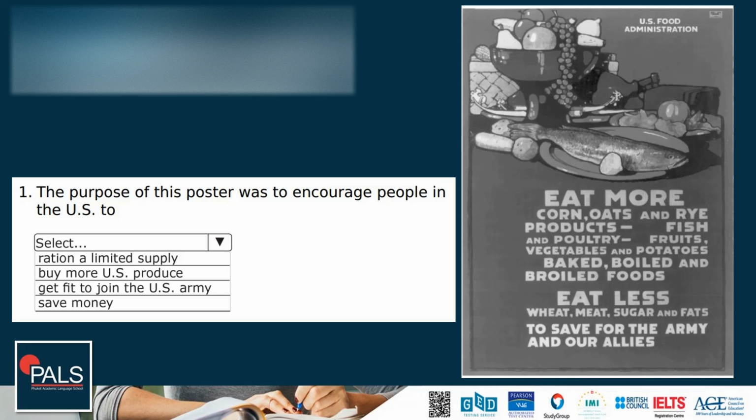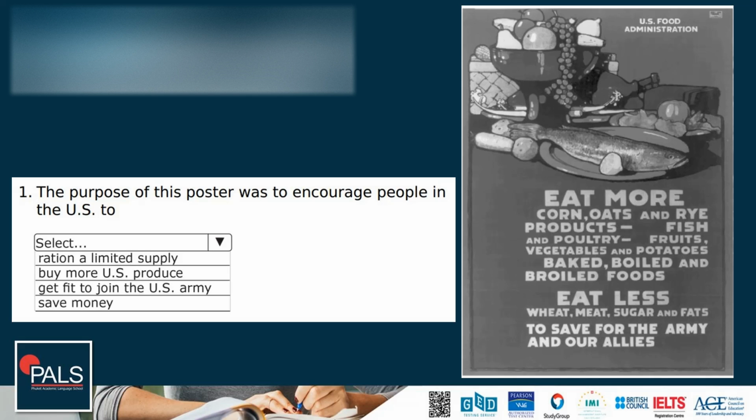Okay, so the poster is telling us it's got pictures of food. It's by the U.S. Food Administration, which must be the precursor to the Food and Drug Administration. And on the top it tells us, eat more in bold. Eat more corn, oats, rye, fish, poultry products, vegetables, potatoes, baked and boiled and broiled foods. Eat less wheat, meat, sugar, and fats.